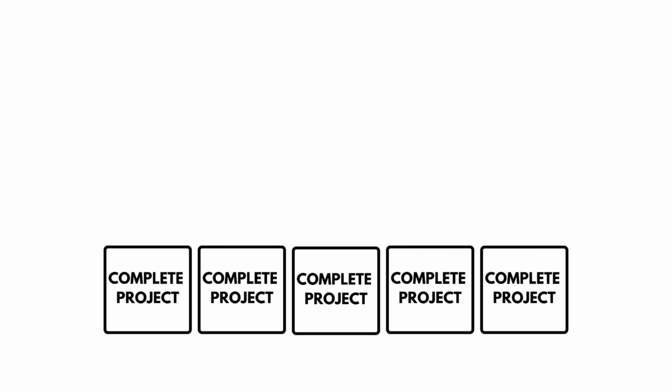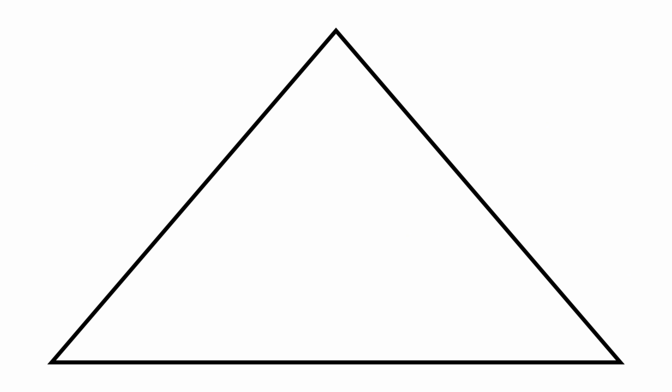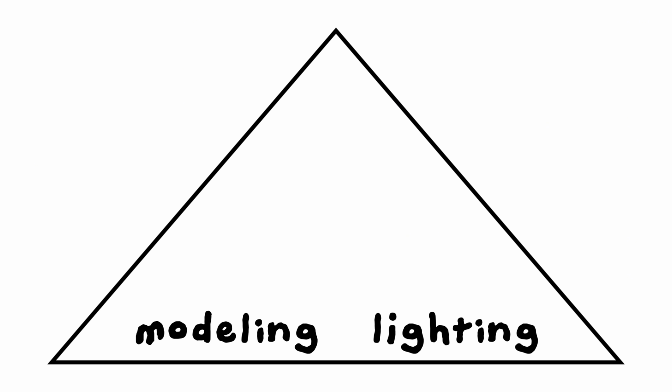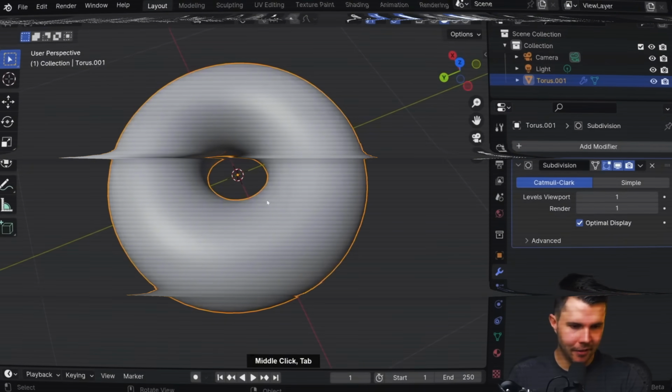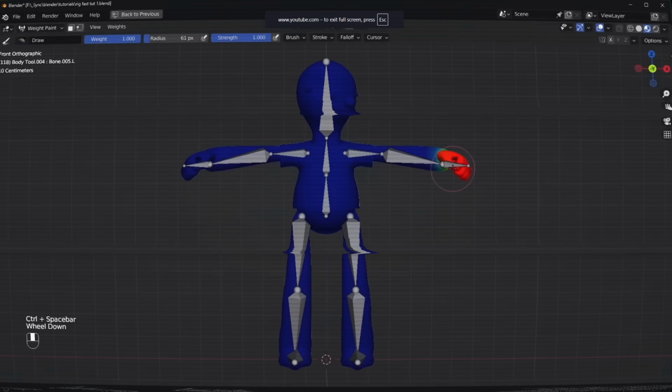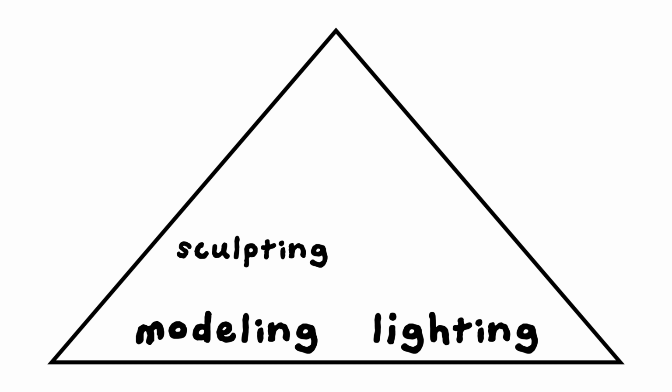Think of learning Blender like building a pyramid. You need a strong base first. That base might be modeling and basic lighting, for example. Get comfortable with those fundamentals by doing a few modeling-centric projects. Once you've got that down, branch out to another area, say sculpting or animation, and give it proper attention.